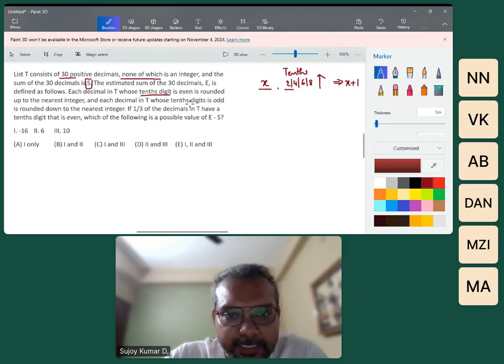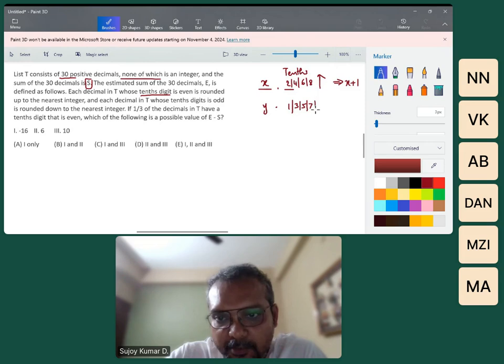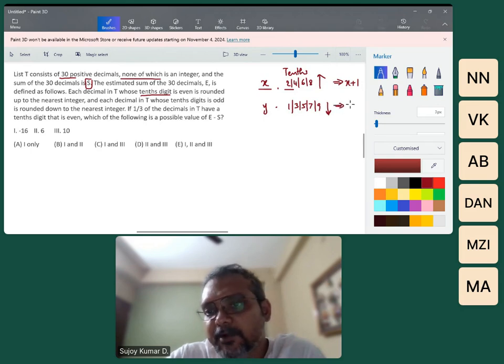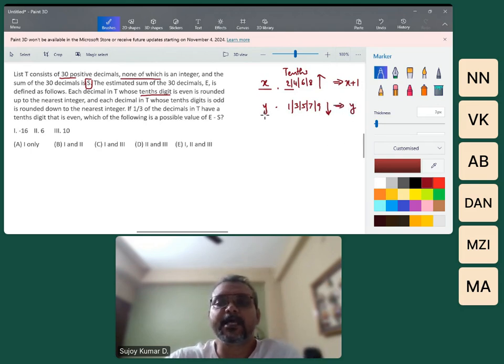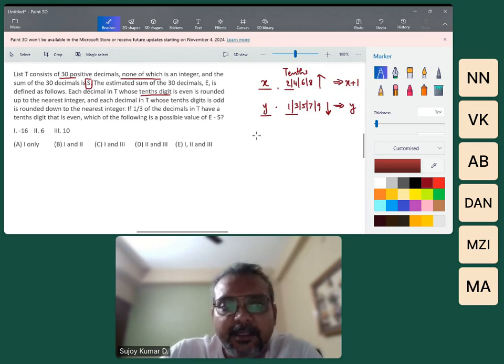And the 10th digit is odd. So if it were y.1, 3, 5, 7 or 9, then you round it down to the nearest integer. So it will then just become y. That's what is happening. I guess this was clear. It's very lengthy language. Okay, so you have to read it very slowly and then make sure that you understand.